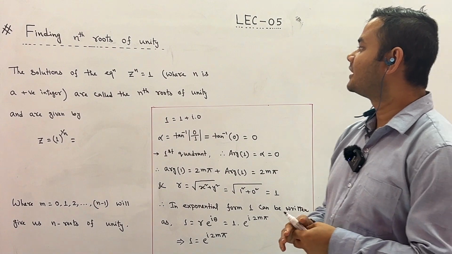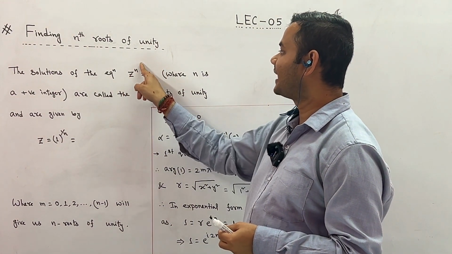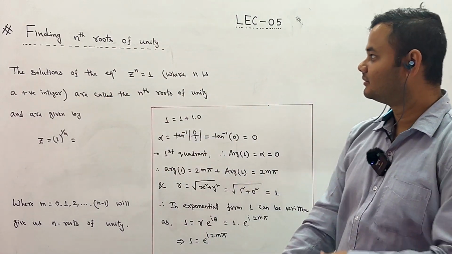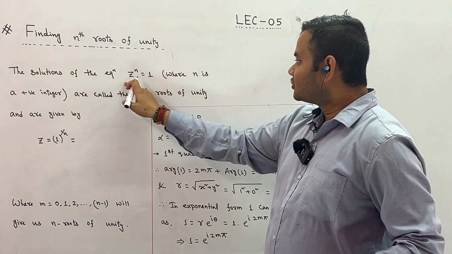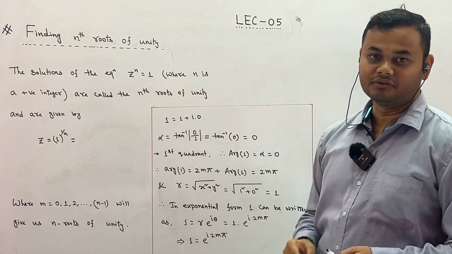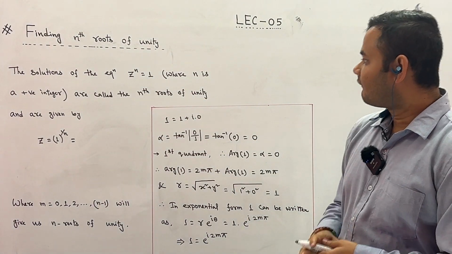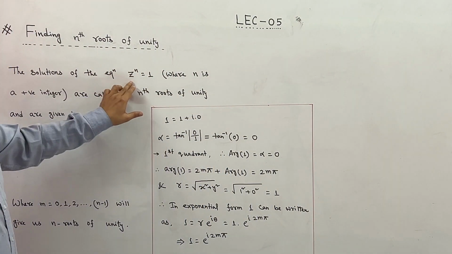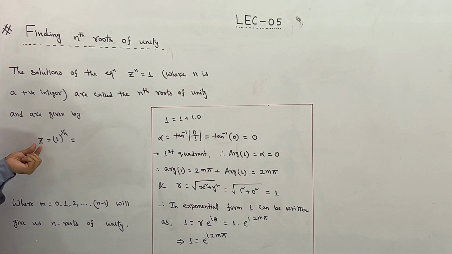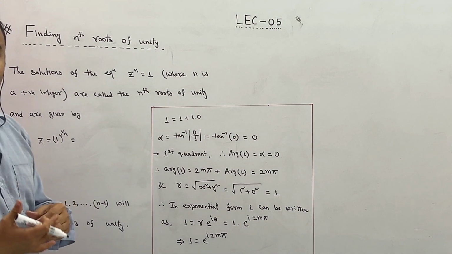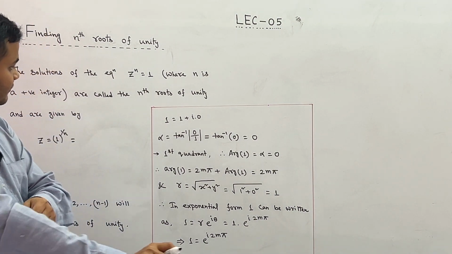Students, suppose we have a relation like this, z to the power n equal to 1, where n is any positive integer. The solutions of this equation are called the nth roots of unity. Now let us find the solution of this equation. Since z to the power n equal to 1, we can write z equal to 1 to the power 1 by n. Now let us express 1 in terms of exponential form.